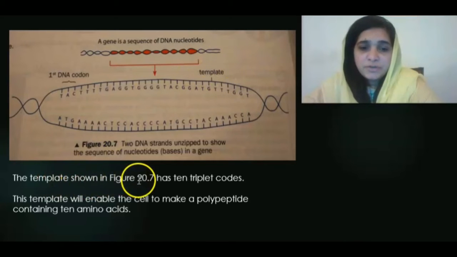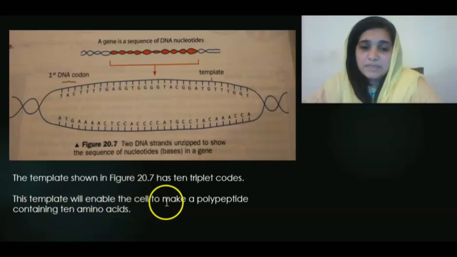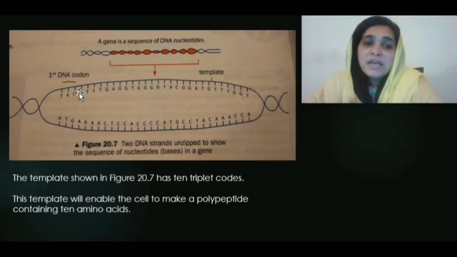The template shown in figure 20.7 has 10 triplet codes. So you can see here, if you count 1, 2, 3, likewise till the end, you can find that 10 triplet codes, or codons, are present. This template will enable the cell to make a polypeptide containing 10 amino acids. If 3 of them code for 1 amino acid, and 10 codons are present, it means they will code for 10 amino acids.